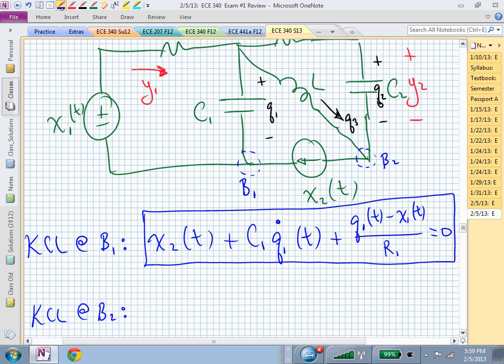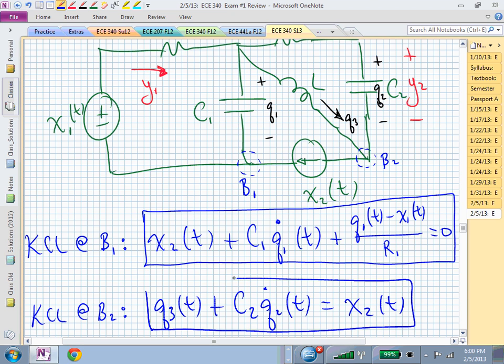For this, we now have Q sub 3 coming in. We have C sub 2 dQ sub 2 coming in, and we have X sub 2 leaving. Is that okay? So we have Q sub 3 of t plus C sub 2 Q sub 2 dot of t equaling X sub 2 of t. And that's another equation.